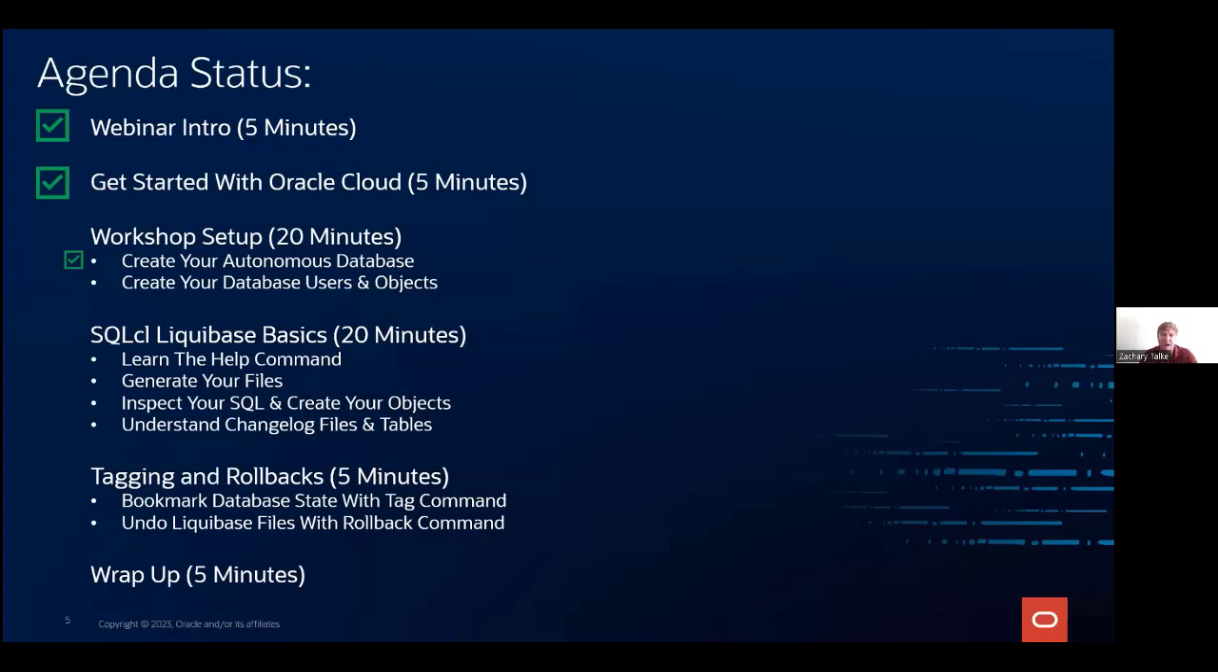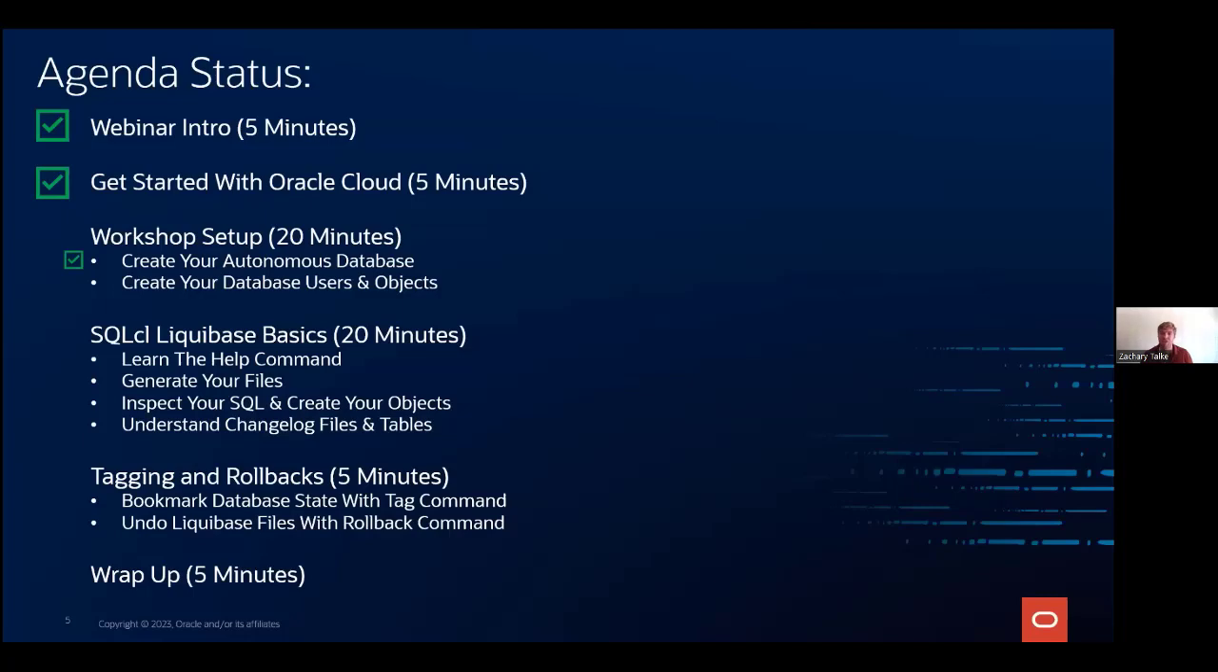And then we'll wrap that section up by talking about how to understand the Liquibase files called changelogs and changelog tables. After that, we'll show you how to, in the tagging and rollback section, bookmark your database state with the tag command, and then undo your Liquibase files with rollback command. So that's just undoing files that you've applied. And then we'll wrap things up.